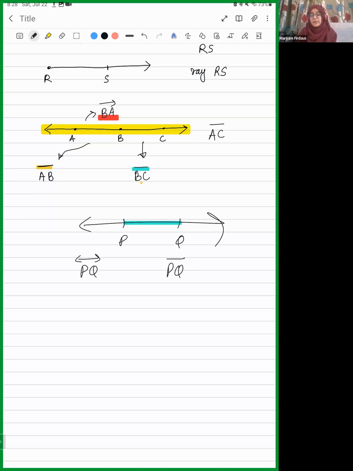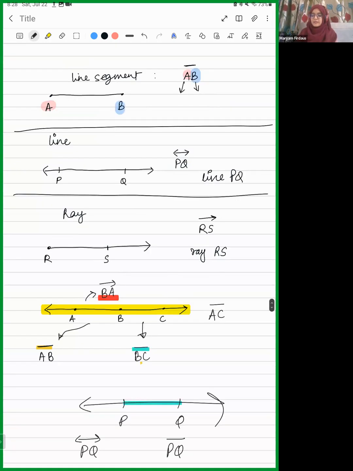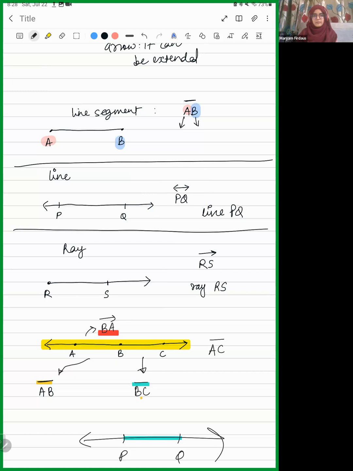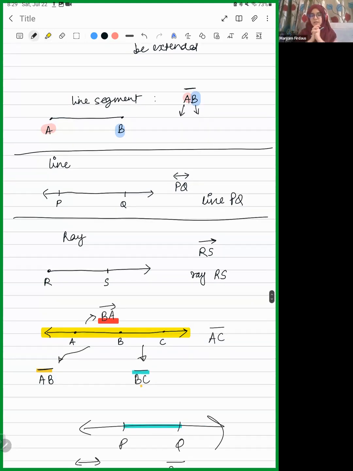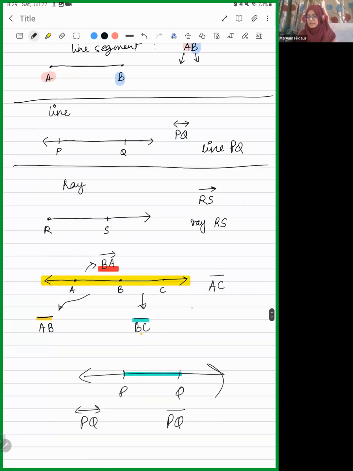Very good. It's a line, but how do we name a line? How many points do we need to mention? Yes, 2 points. So what will be the name of this line, this yellow line? Line AC. Very good. So this is going to be line AC.